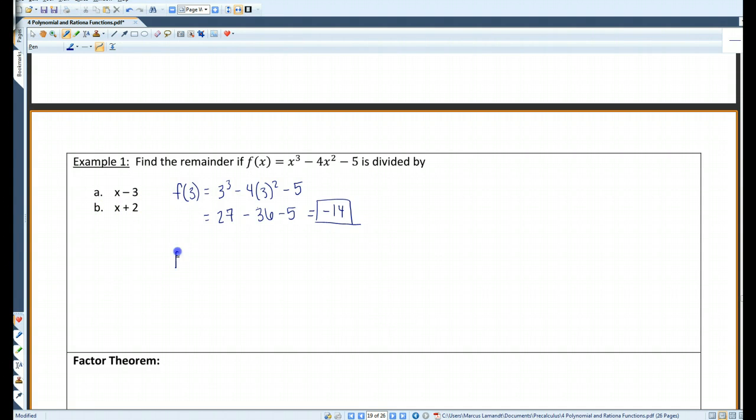X plus 2, we're going to have f of negative 2. So we do the same thing again, negative 2 cubed minus 4 times negative 2 squared minus 5. And if you do all that out, you're going to end up with negative 29.